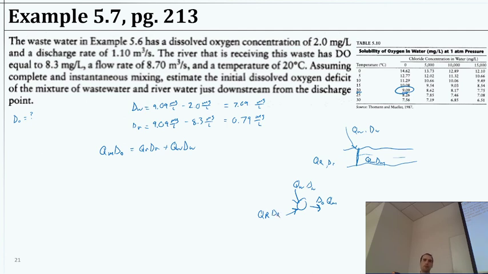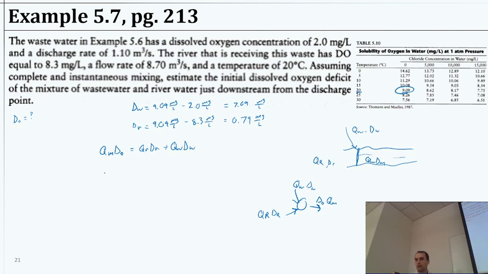Okay, and then the deficit is defined by, again, the DO at saturation minus the DO that we had currently. So in the wastewater, it said we had 2 milligrams per liter of oxygen. And so 9.09 was our saturation value minus that 2.0. That's 7.09 milligrams per liter there. For the river, it was at 8.3 milligrams per liter. So that corresponds to a deficit of 0.79.